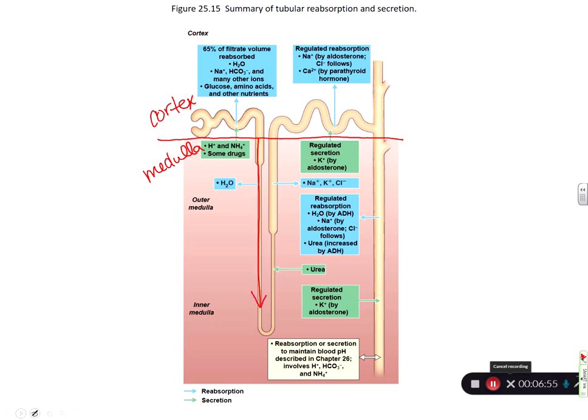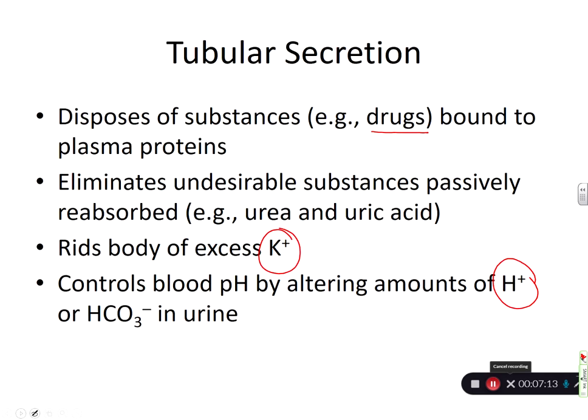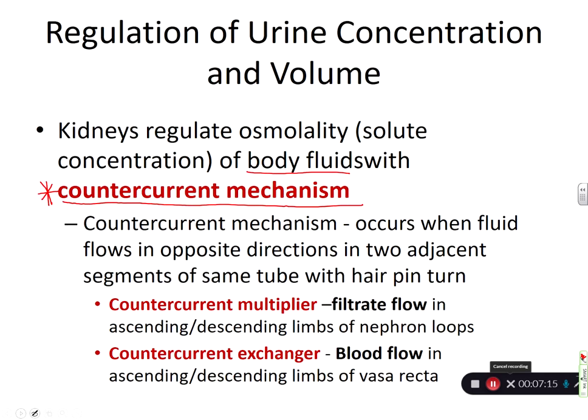It's coming down the nephron loop, and then it's going up the nephron loop. Right next to each other, you've got fluid flowing in two very different directions. Next to this, you also have blood vessels. And the blood supply is flowing in opposite directions. So this is why we call it the countercurrent mechanism. So that's where we're going to be talking about this.